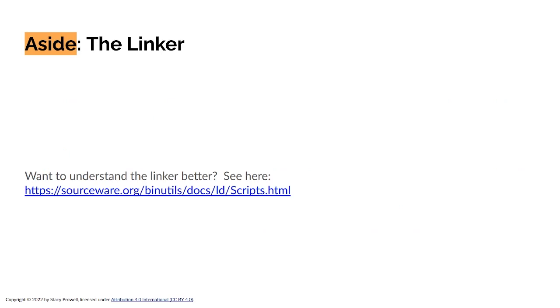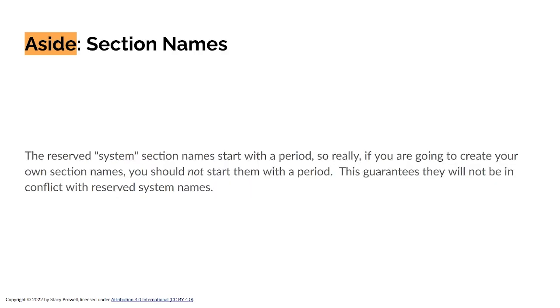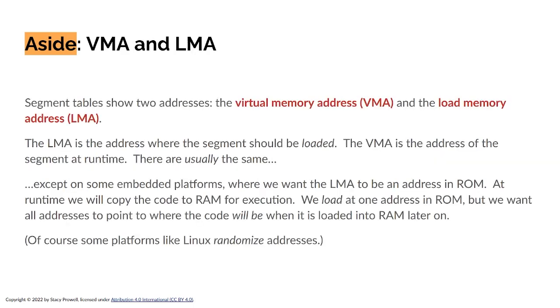If you want to understand it, go read that stuff there, but I'm telling you the linker is a nasty piece of business. The reserved system names start with a period. So if you're going to create your own section names, don't start them with a period. That way you won't accidentally run into a reserved system name.